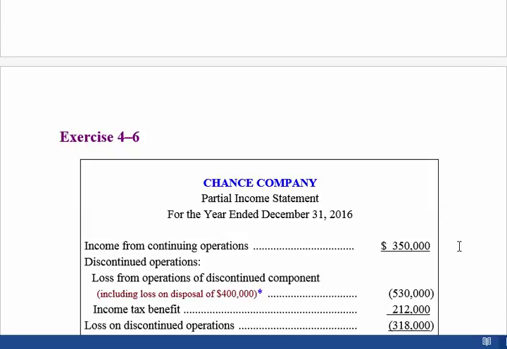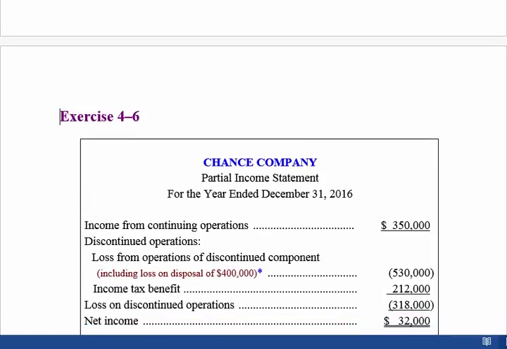Okay, so what we're going to do is take our income from continuing operations of $350,000, deduct the loss on discontinued operations to come to net income of only $32,000. So these discontinued operations are included in net income, but they're not a part of income from continuing operations.